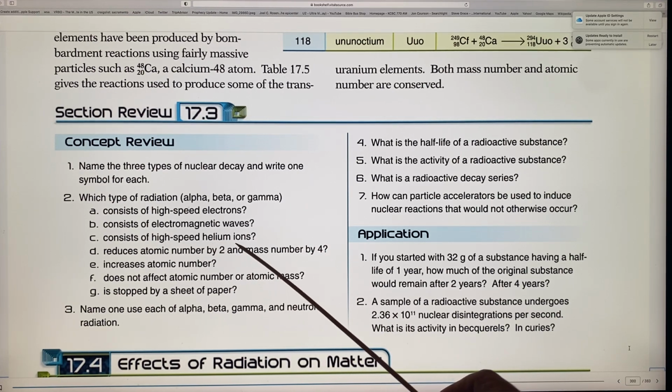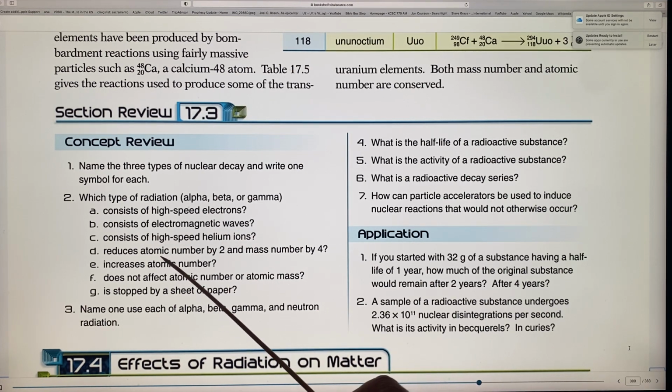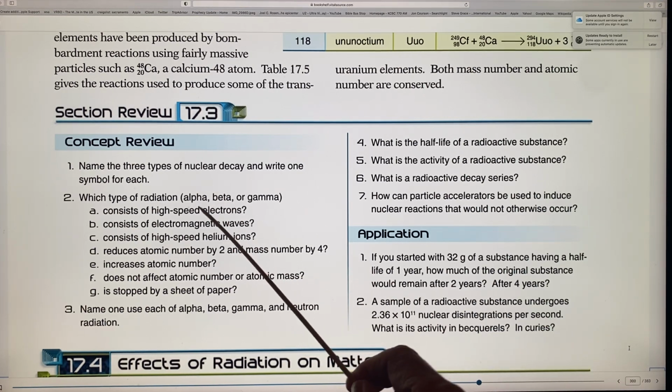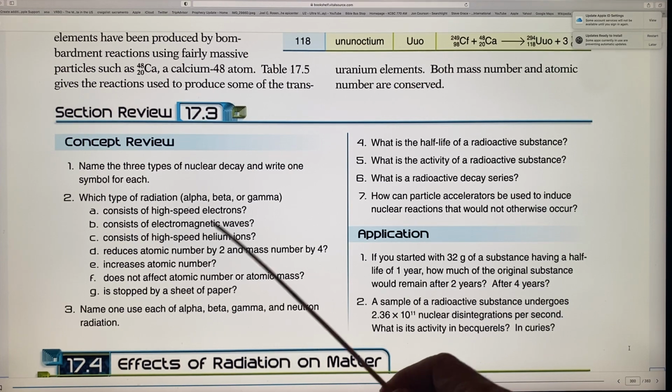Consists of high-speed helium ions. Alpha are helium ions. It reduces atomic number by 2 and mass number by 4. Alpha is the big particle. Beta increases the atomic number.